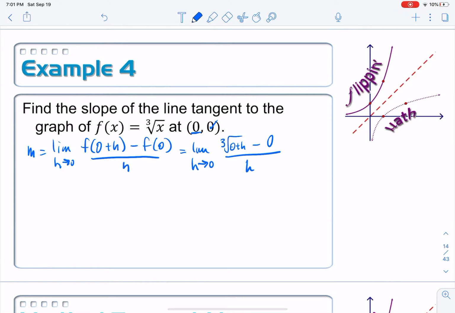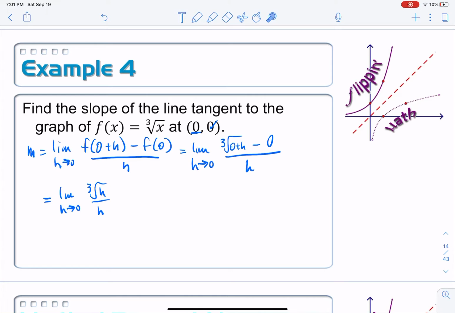All over h. And why did I write minus 0 down? Because it doesn't contribute anything to this. And neither does this 0. So it looks like this just becomes the limit as h goes to 0 of the cube root of h over h. And maybe you can see that if we plug in our 0 here, I'd get 0 over 0. And I have to fix it.